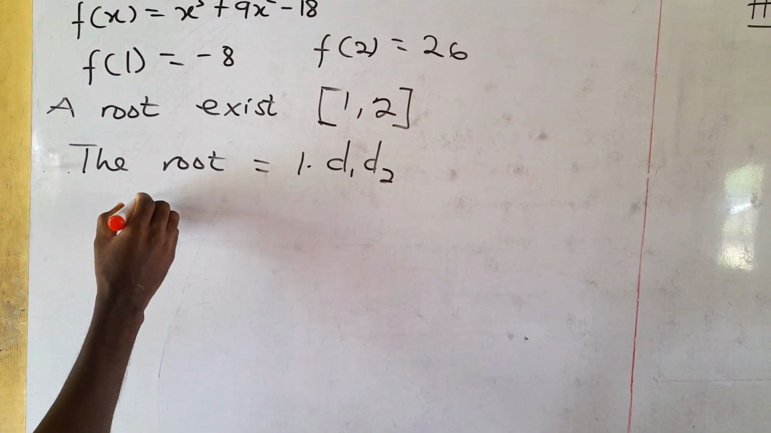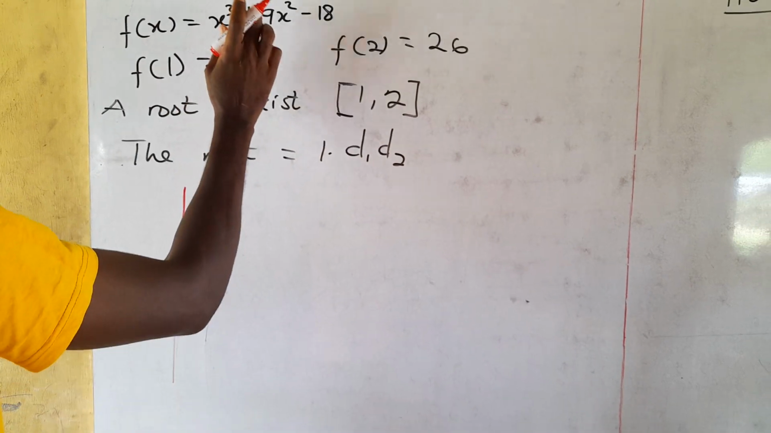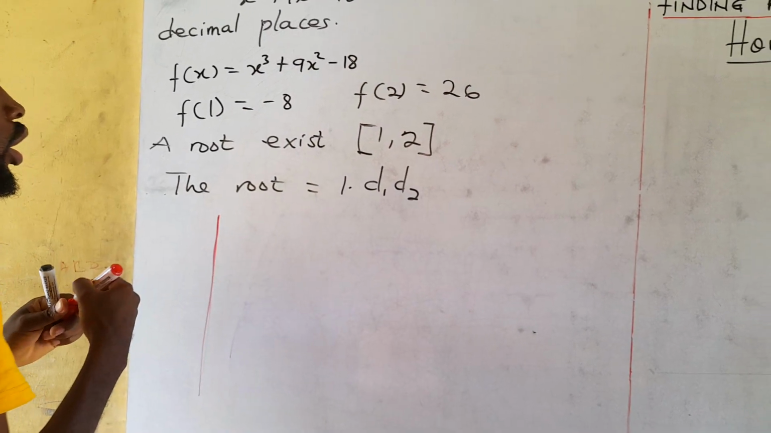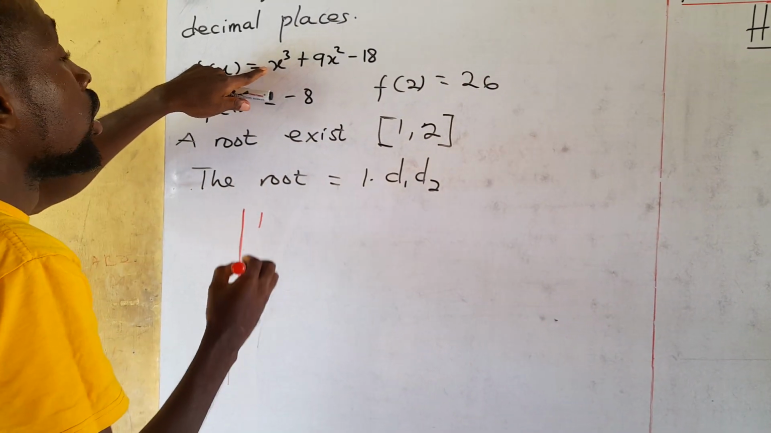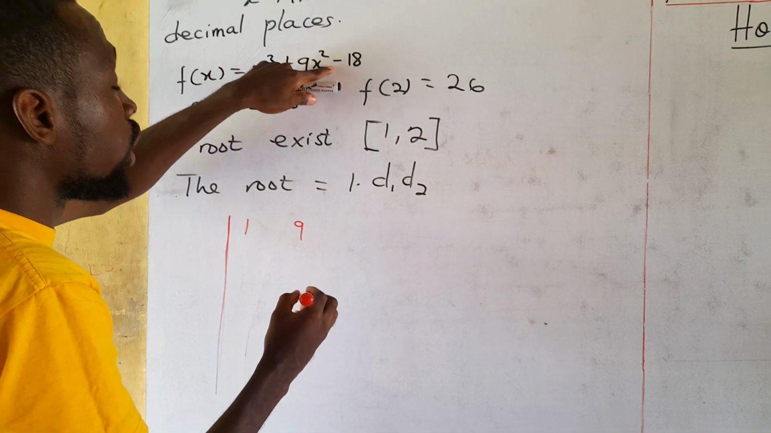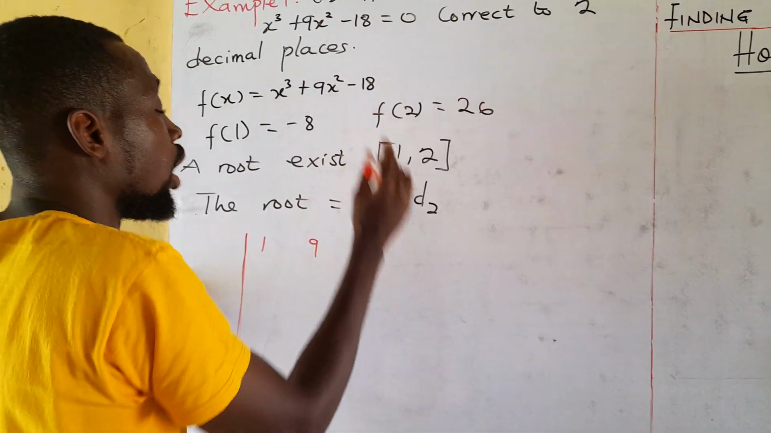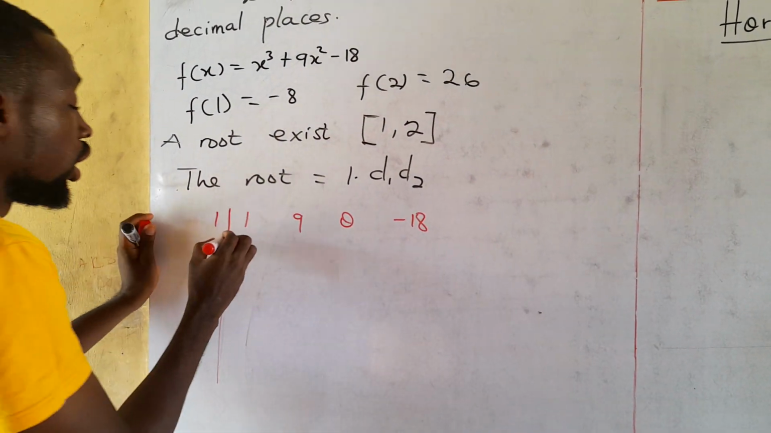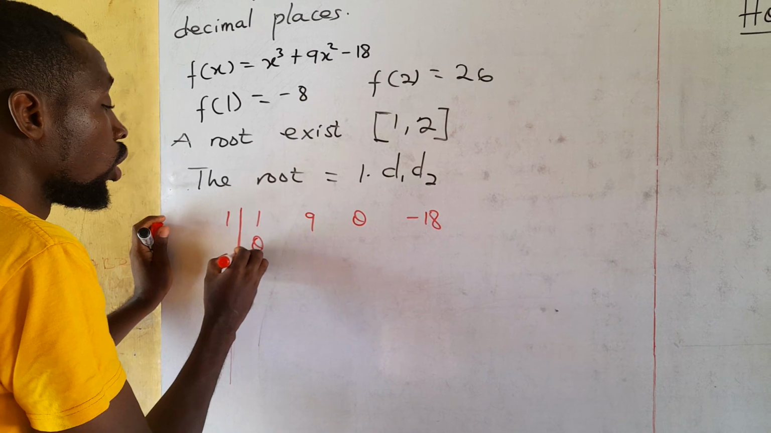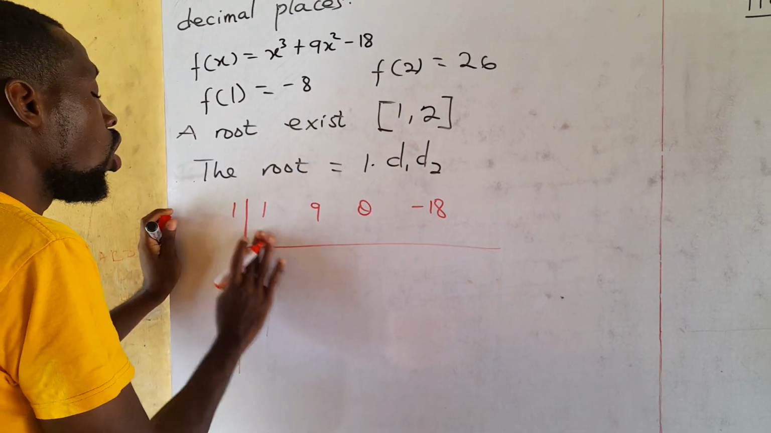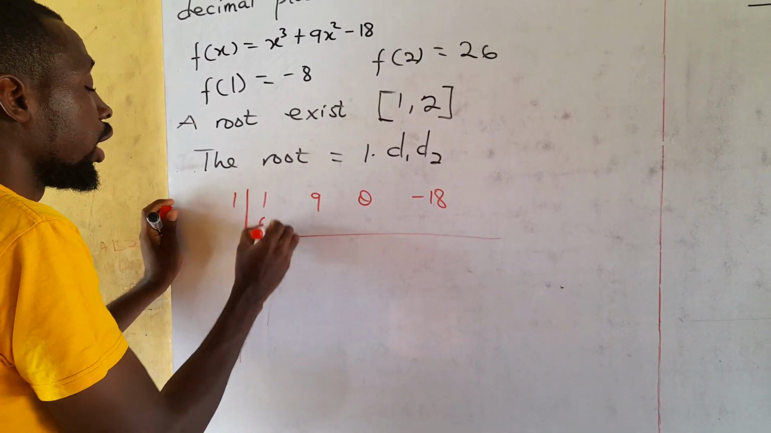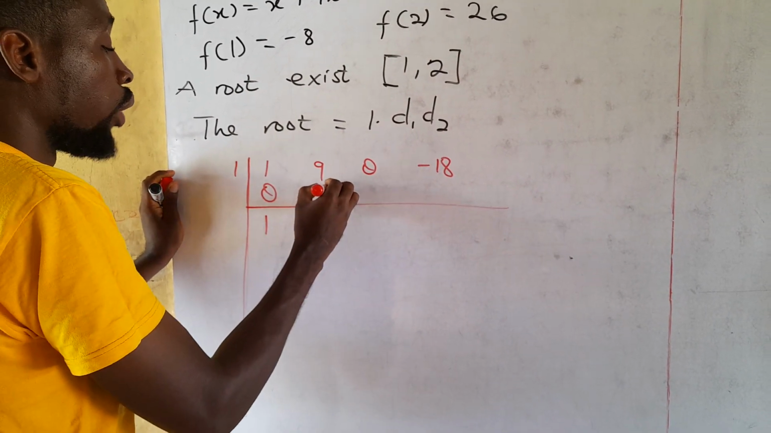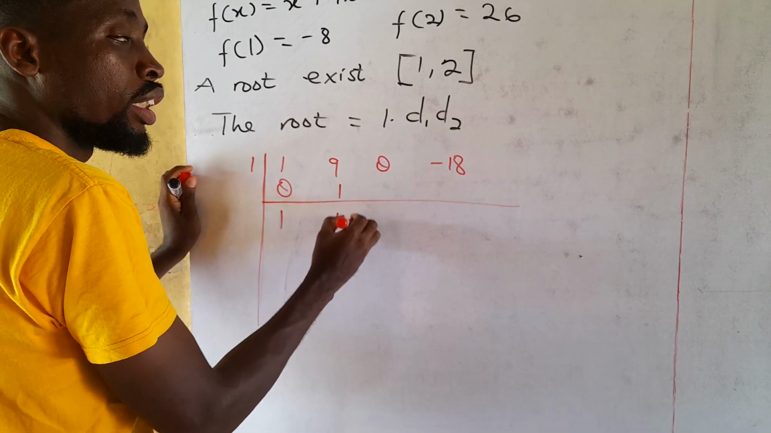Our table will look like this, where we write the coefficients of our function down. The coefficient here is 1, the coefficient there is 9, the coefficient of the x term is 0, and the constant term is negative 18. Then we use the 1 to divide. This is how we go. We let 1 come here, add 1 to 0, or we draw a line and write 1. Since there is nothing here, we say it's 0. 1 multiplied by this 1 is 1. We write it here. 9 plus 1 will give us 10.